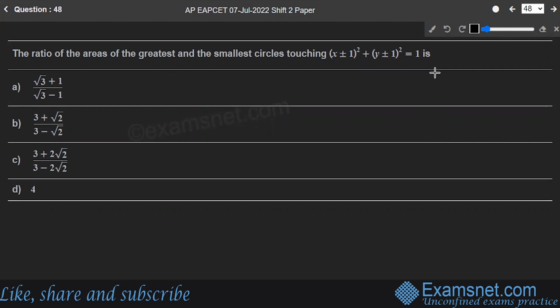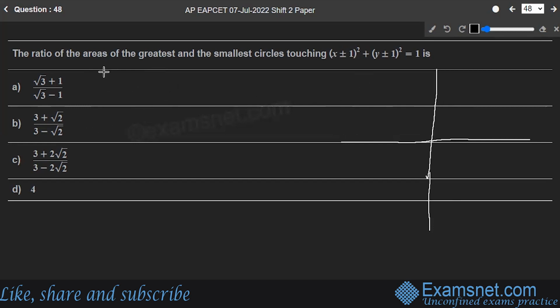So this is a, okay, just give me a minute. Let's make it. Okay, so here you have the circle. This is the coordinate axis. I have the four circles. See, the ratio of the area of the greatest and the smallest circle. Before making out the figure of it, let's understand it first.